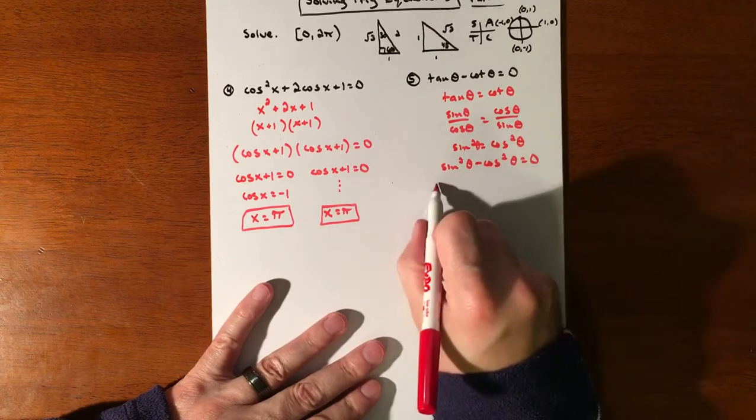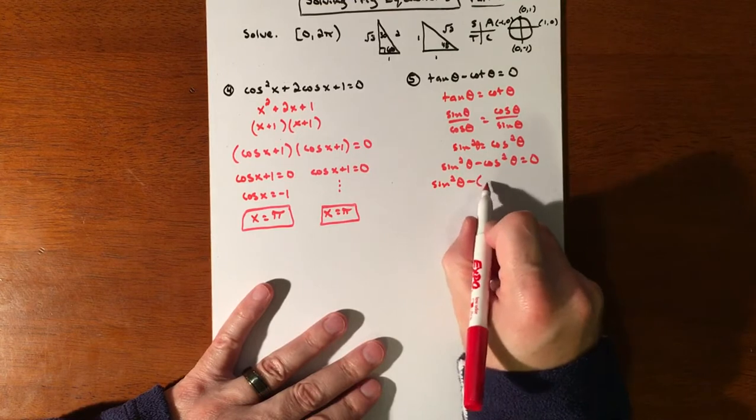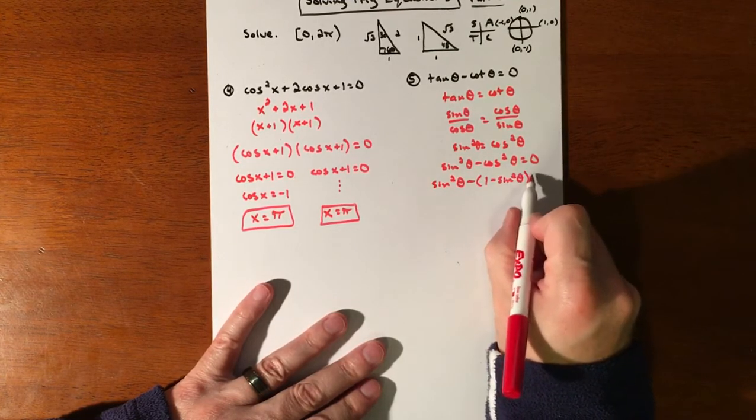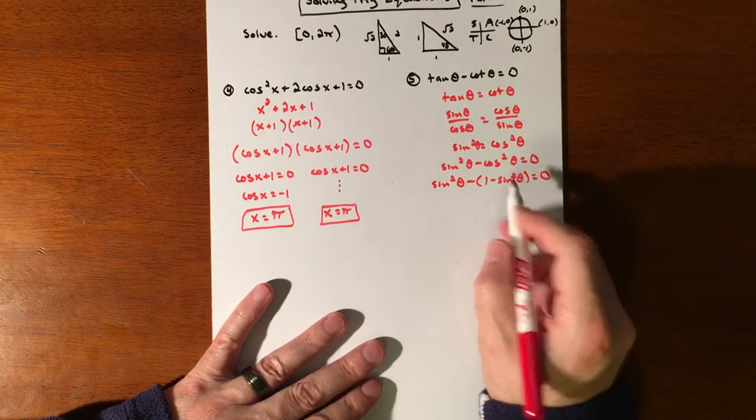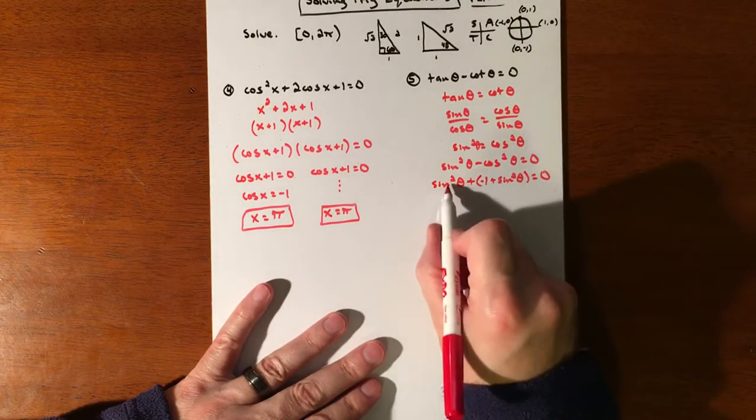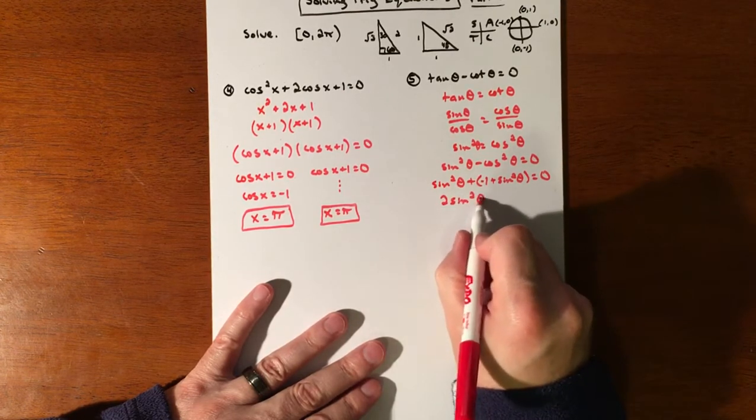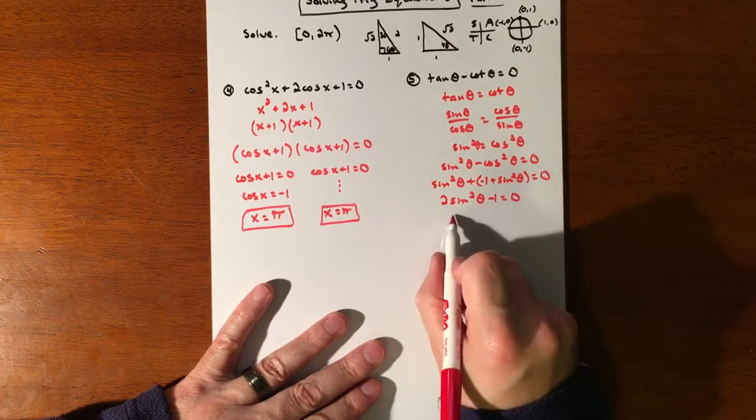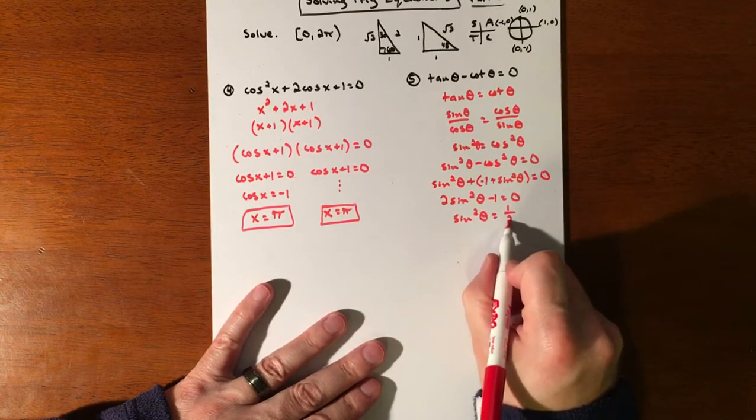So let's take this piece and let's replace it with 1 minus sine squared theta, because that is a trig identity that cosine squared is equal to 1 minus sine squared. Distribute our negative, so then that's going to get us 2 sine squared, and then minus 1 equals 0. So we would add 1, divide by 2. Sine squared theta is 1 over 2.